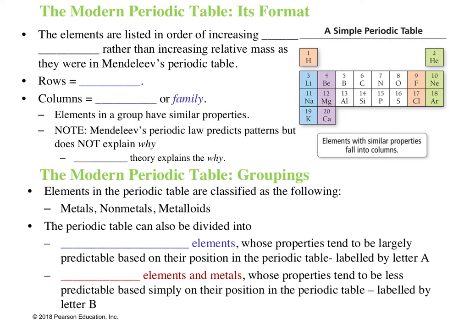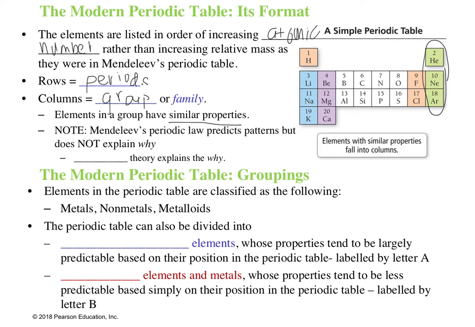So what ended up happening is, rather than doing them in order of increasing mass, the elements are listed in order of increasing atomic number, and the rows are called periods, while the columns are called groups or family. And this kind of makes sense because when something is in our family or our group, they tend to have a similar property, so similar characteristics. So elements in the same column, i.e. family or group, those are going to be the ones with similar properties.